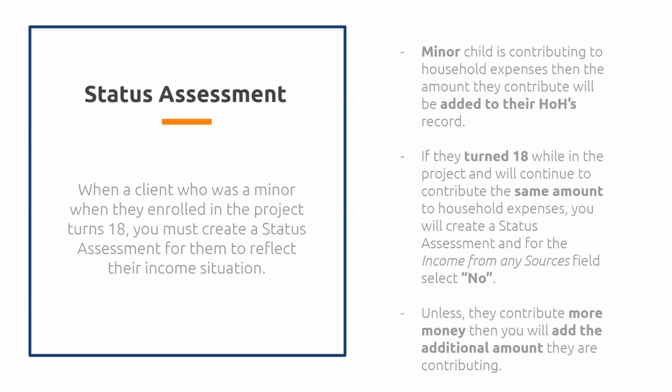Unless that minor who has turned 18 contributes more money, then you will add the additional amount that they are contributing to the status assessment. This is because if you take away from the head of household and move the entire amount over to a new adult record, it will look as if the head of household has lost their income, when in reality it was just moved over to another record.